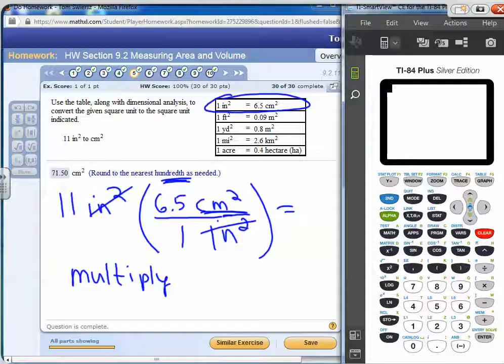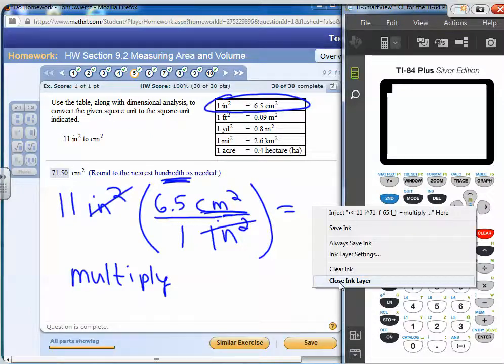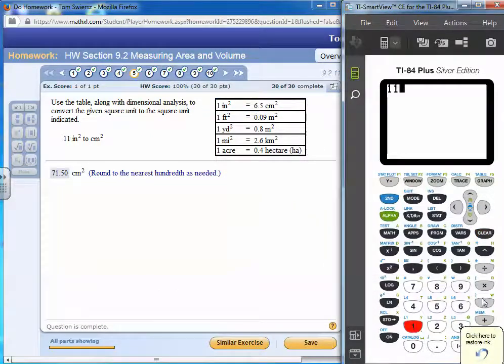All right, so on our calculator, we go ahead and do 11 times 6.5, and we get 71.5. Rounded to the nearest hundredth would be 71.50 or 71.5. Either one you can put in because the decimal ends. If you have several decimals, then you're going to round off to the nearest hundredth because hundredth is 2 decimal places. All right, very good.